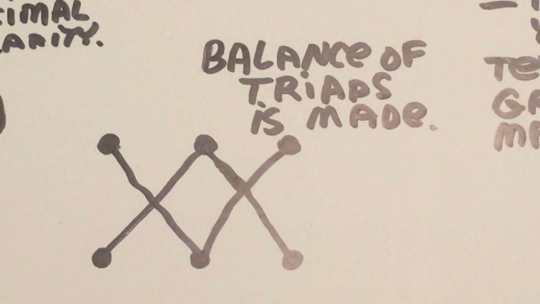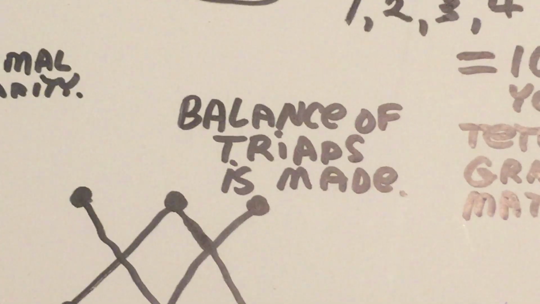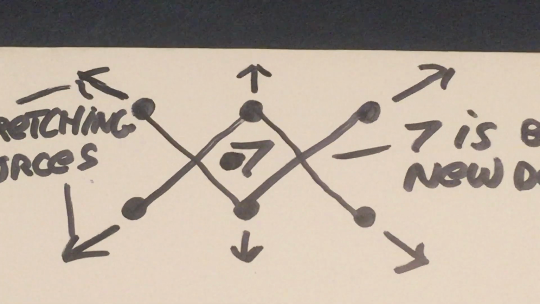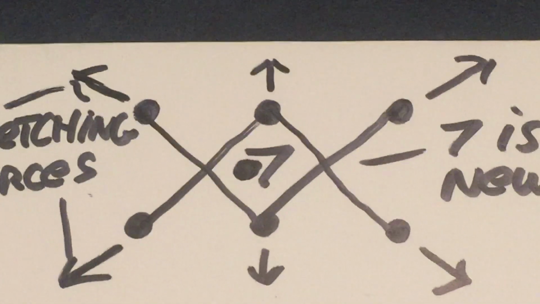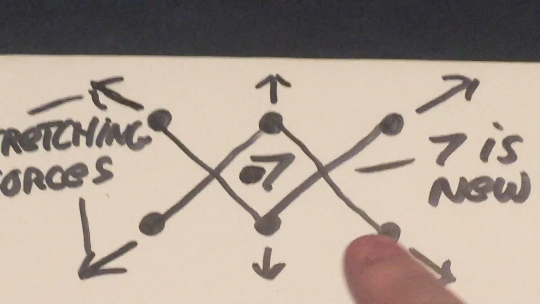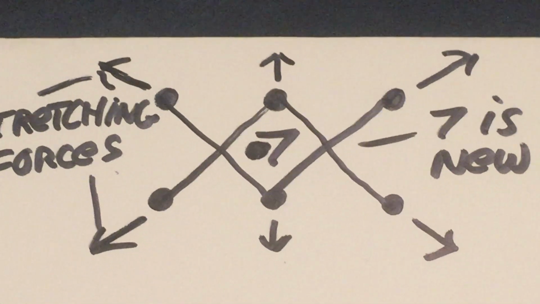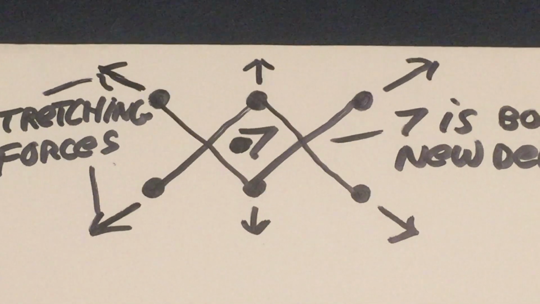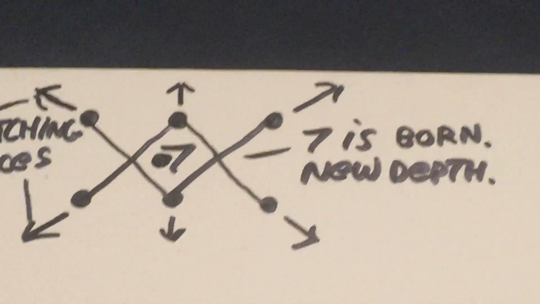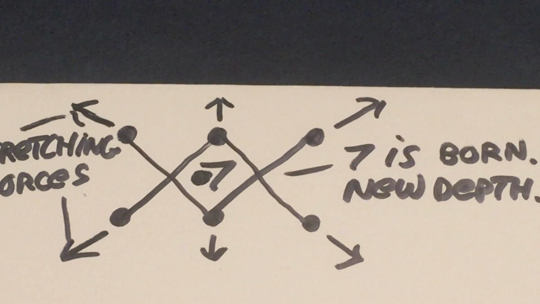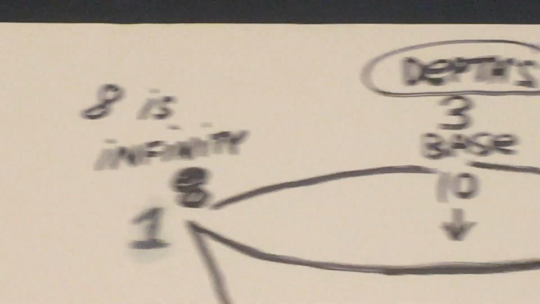The numbers are units of force of forging and stretching energies. So we see that in the center is yet born another dot, another singularity, and that is 7. So now the stretching forces, 7 is born. Again, a new depth, a new form of depth. You have to think like the vortex with depth.